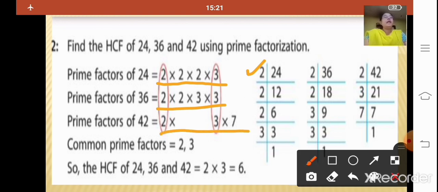Of these, we will find the common prime factors. Common prime factors means common in all the three numbers. You can see the number 2 is common in all the three numbers. And the number 3 is common in all the three numbers. So your HCF is 2 multiplied by 3, that is 6. So the highest common factor of 24, 36 and 42 is 6. This is called the prime factorization method, where we first find the prime factors of all the numbers.